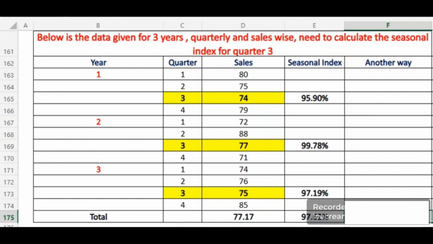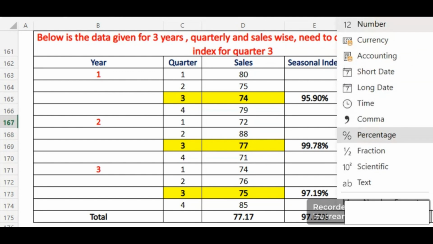Now, another way to find out, so we have to select the average of all of the three quarters. That would be a 74, then your 77, then your 75. So this would be the average of all of the three quarters. And after that, we have the sum of all of the sales, 77, and the formula would be your 75 divided by 77. So now you can see that we have the same details what we are getting here.